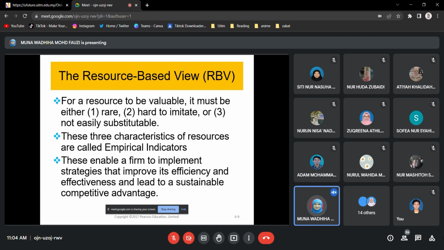Intangible resources usually stay with the company, and they will be our main source of sustainable competitive advantage. So when we talk about the resource-based view, RBV, in the example just now, we consider more on brand reputation.